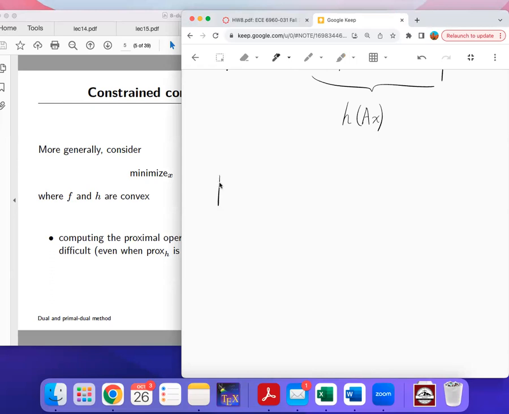Right. So computing the proximal operator of H can be simple. But computing the proximal operator of H composed with a linear mapping can be very difficult. Like in this case, it's H of A times X. This linear mapping, this transformation A, in general will make all the coordinates of x correlated.